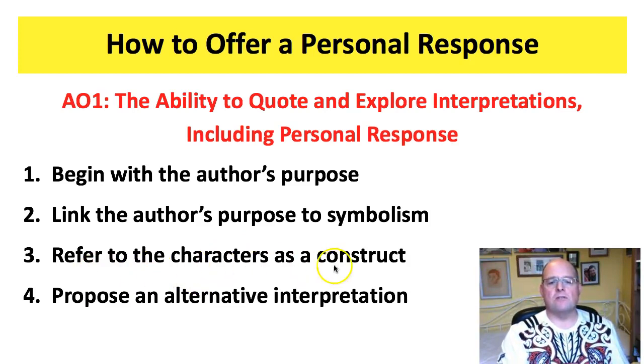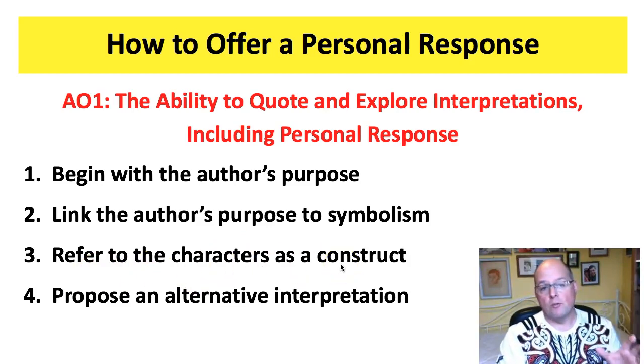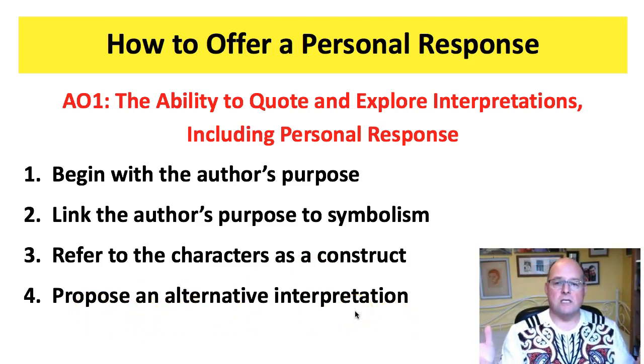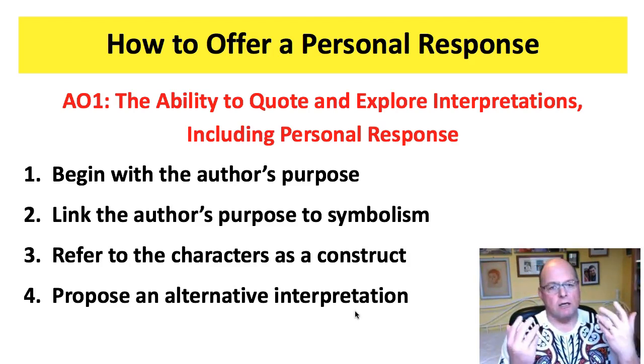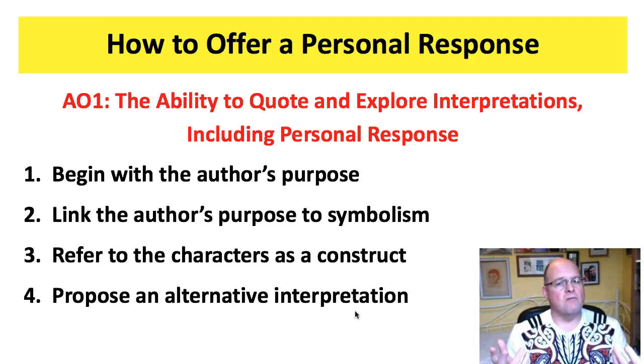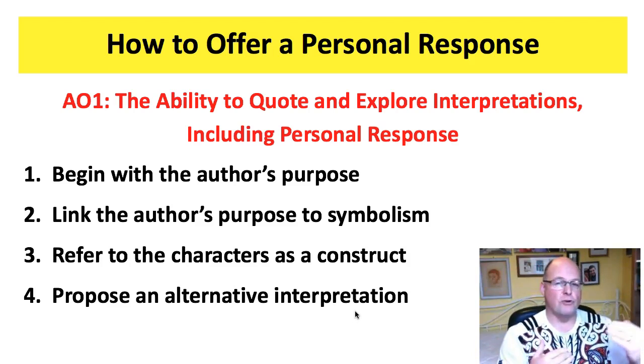Right, the next thing you have to do is think of the characters not as real people, but as created by the author. So they are a construct. And then finally, propose an alternative interpretation. Well, because this is a video, I've managed to do this all at the beginning of my essay. And if you practice that, you're on for grades 8 and 9 straight away, even by the time the examiner has got through a quarter of your essay or a third of it. Let's see what that looks like.